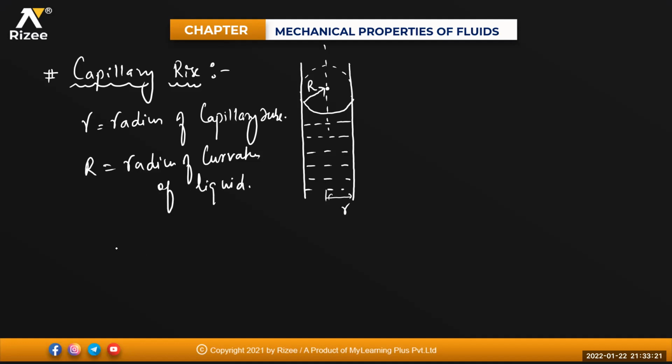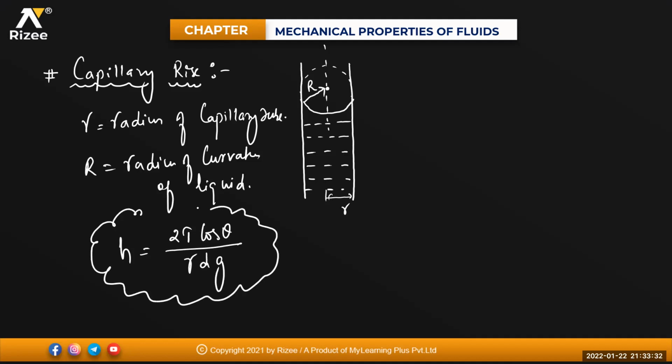Now what is the formula, beta? Very famous formula: h is equal to 2T cos theta divided by r rho g. So the height of the liquid in the capillary tube is being calculated. If the water is raised up to a certain height, this height can be calculated with the formula h equals 2T cos theta divided by r rho g. Here rho is the density of the liquid, r is the radius of the capillary tube, T is the surface tension, theta is the angle of contact, and h is the height of the liquid raised in the capillary tube.